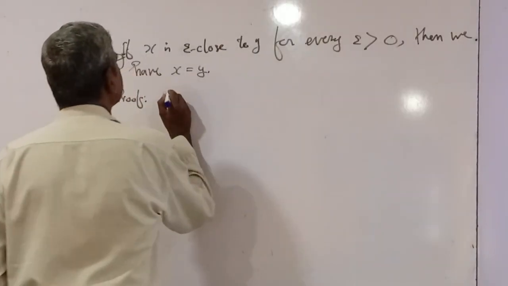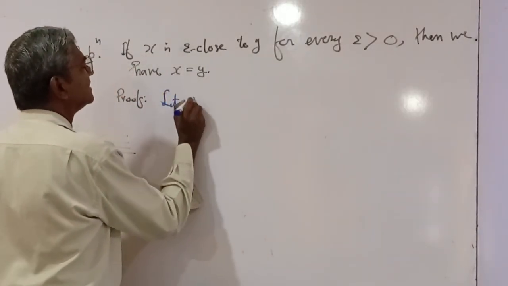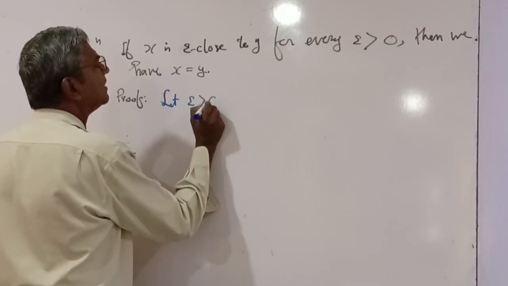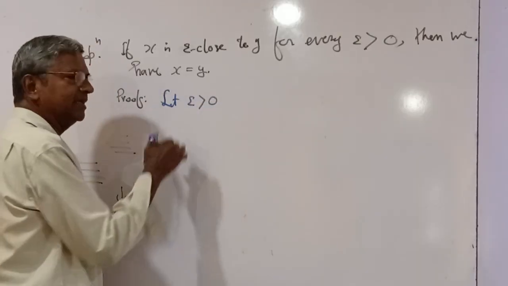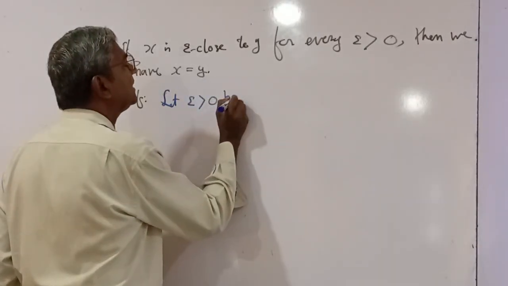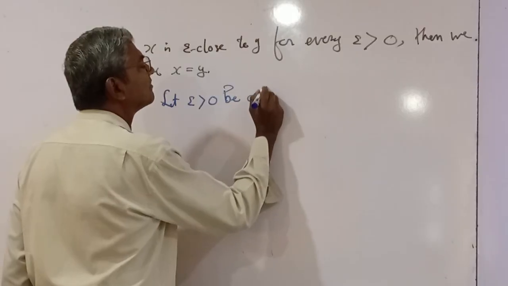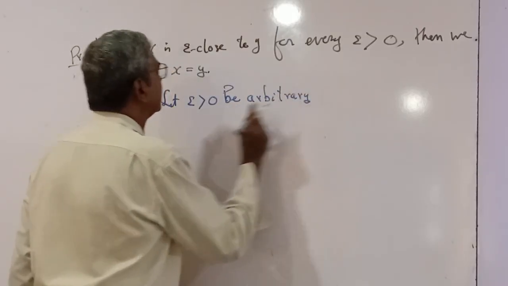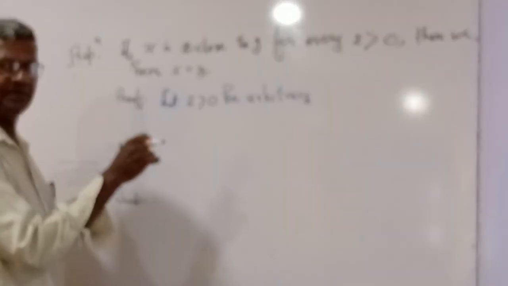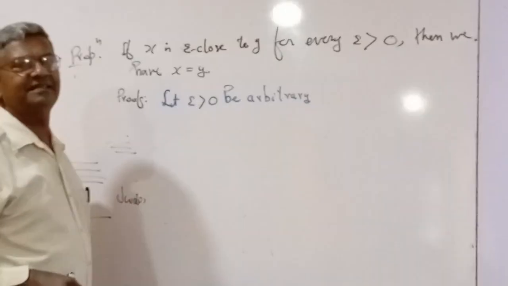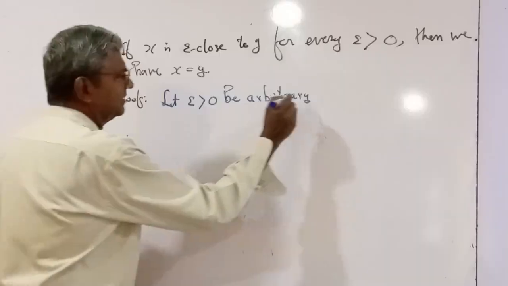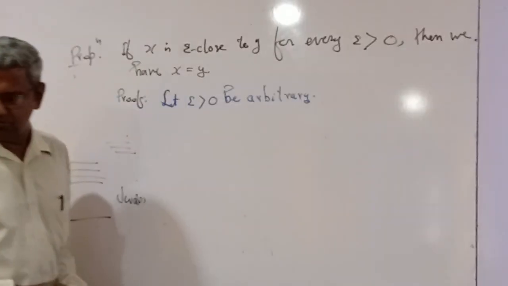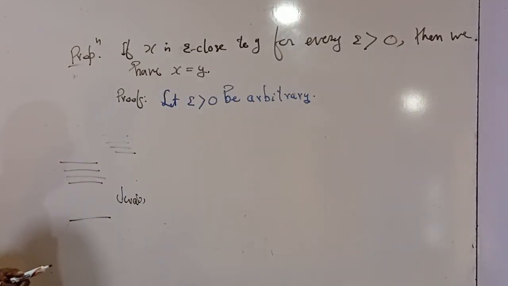Let epsilon greater than 0. You can quit here, but if you want, you can write "be arbitrary" also. It is redundant because if you say let epsilon greater than 0, then it is understood that it is arbitrary. But to make sure we write like that also. That is the first thing. Then what can you say, Buddha?